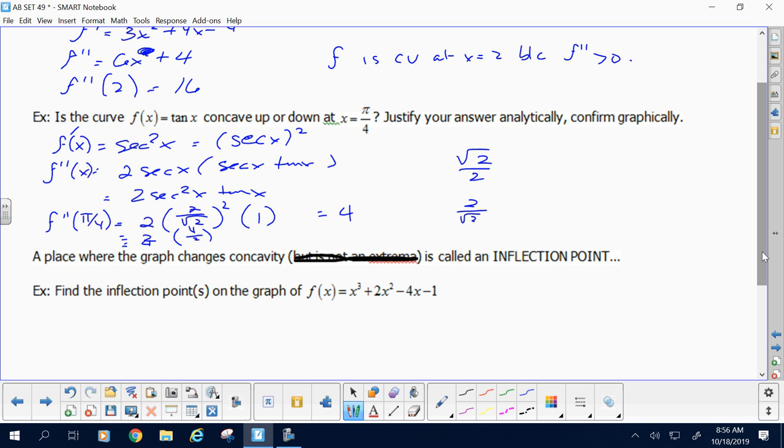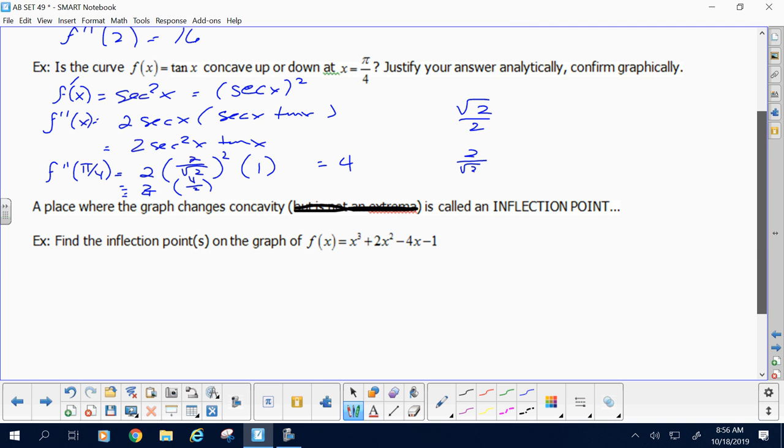Okay? All right, would you please scratch this? I don't know what I was thinking. A place where the graph changes concavity. That is not true, that it can't be an extreme. Actually, that's one book that says this, but the majority of these college texts do not. So scratch that out, please. It's called an inflection point.